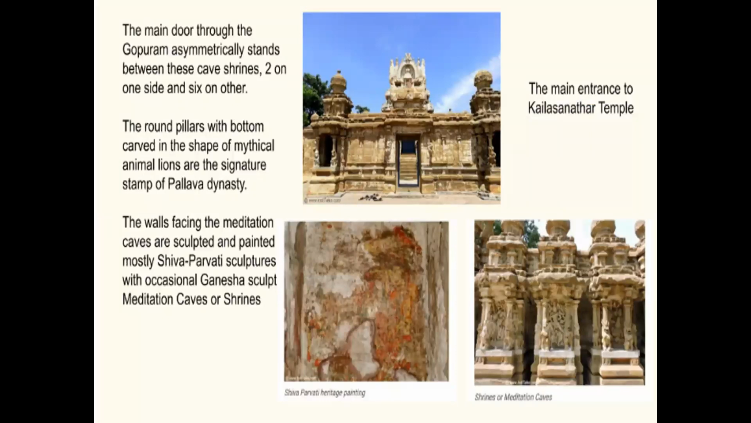The main door through the Gopuram asymmetrically stands between these cave shrines, 2 on one side and 6 on the other. The round pillars with bottoms carved in the shape of mythical animal lions are the signature stamp of the Pallava dynasty. The walls facing the meditation caves are sculpted and painted, mostly Shiva Parvati sculptures with occasional Ganesha sculptures, and shrines.